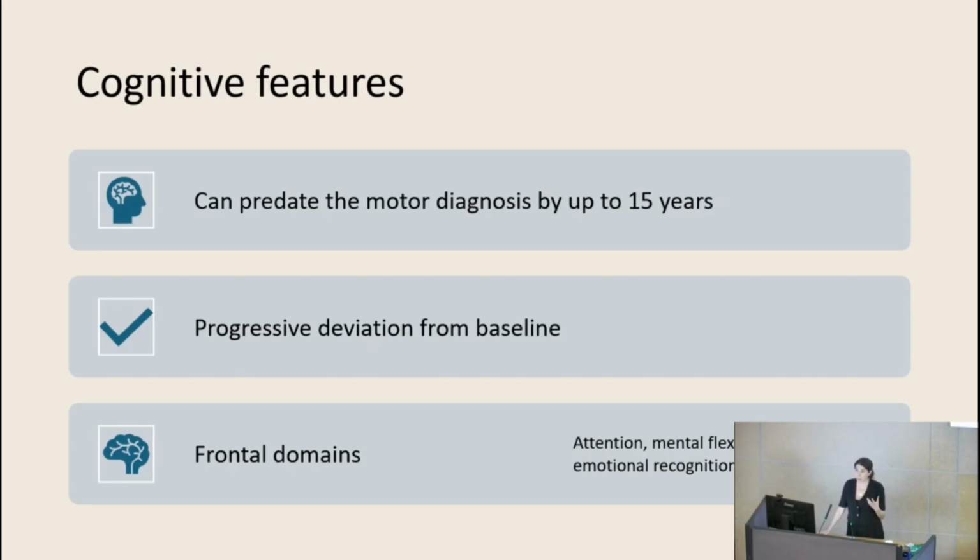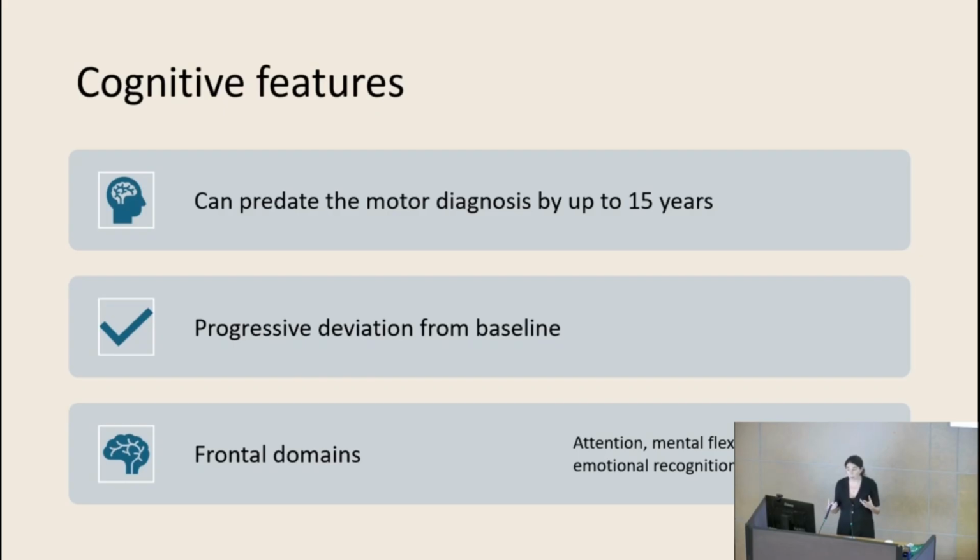And typically the profile is that of affected frontal domains. So you may see people who have problems with attention, mental flexibility, planning, emotional recognition, or impaired insight. And the latter can be really problematic actually in terms of accessing care in the earlier phases of the disease. And furthermore, deficits in social cognition can lead to breakdown in personal relationships and problems in the workplace.